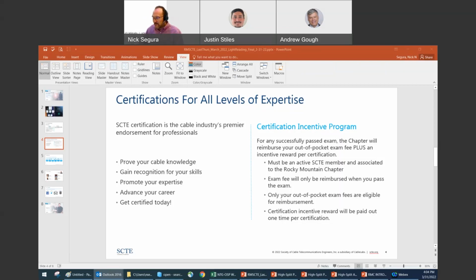The small print in the 4 bullets is that you must be an active member. The exam fee will only be reimbursed when you pass. Out-of-pocket exam fees are eligible for reimbursement only, and your incentive reward will be paid out one time per certification. Call me personally if you have any questions about certification. I would love to be your proctor.